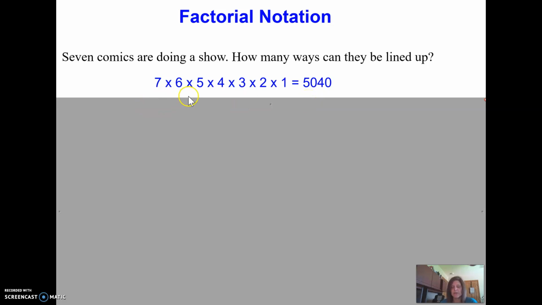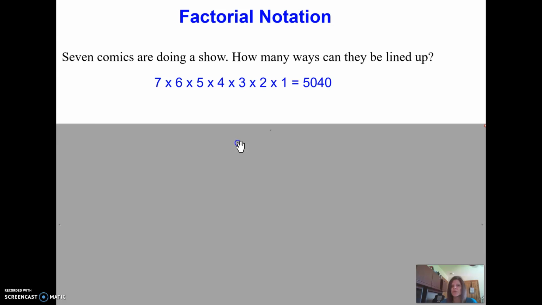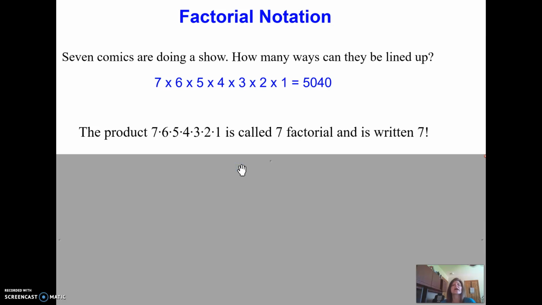That's a little bit tedious writing all of that out, and in math, you know, we like our notation to shorten things up whenever possible, so we come up with a new notation with an exclamation point. So 7 times 6 times 5 times 4 times 3 times 2 times 1 is really just 7 exclamation point, 7 factorial. So it just means from that number multiplied down all the way to the number 1.